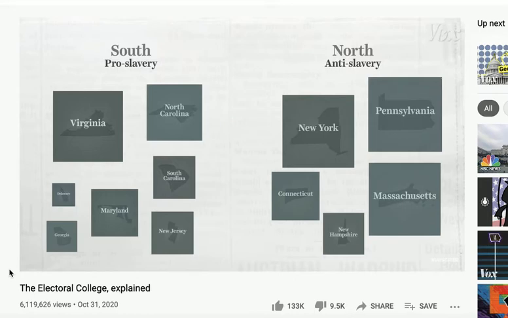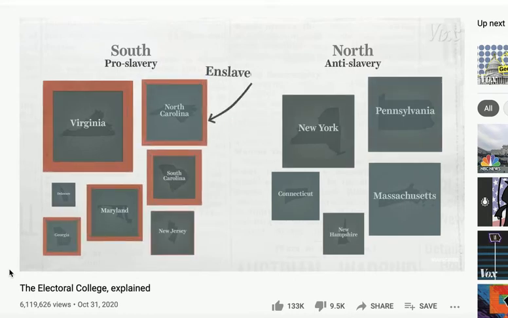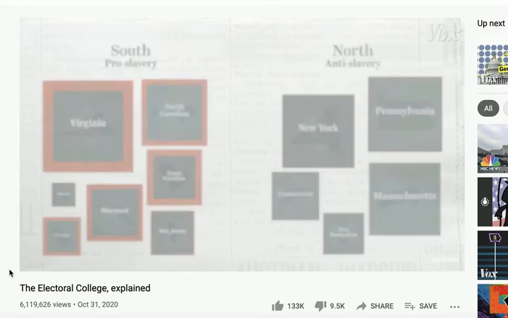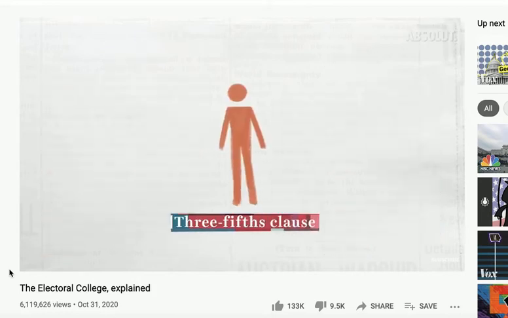The pro-slavery southern states were worried that they would be constantly outvoted and wanted enslaved people to count in determining the population. As a compromise, they settled on something called the Three-Fifths Clause. It established that an enslaved person would only count as 3/5 of a person.